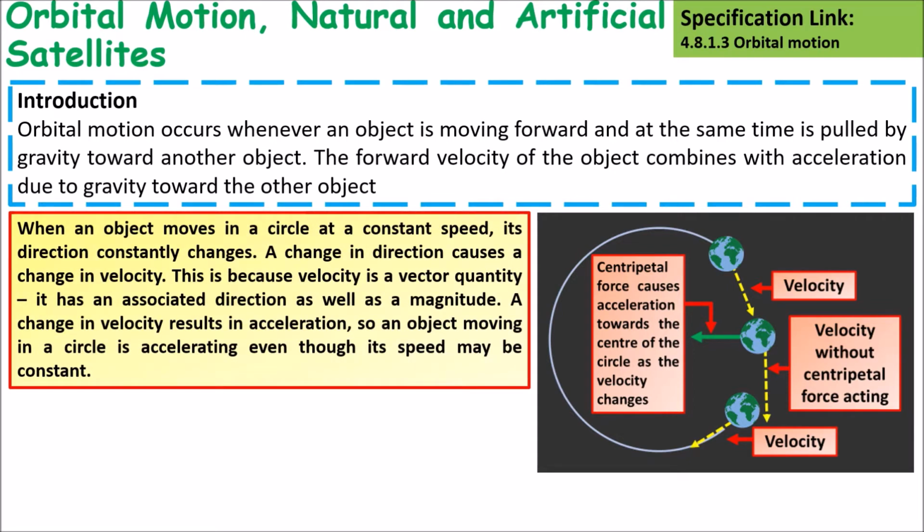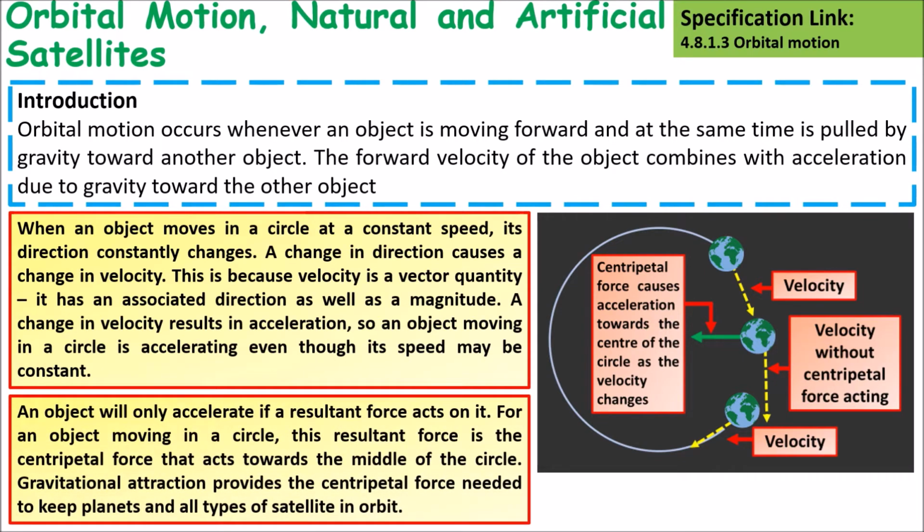So when an object moves in a circle at constant speed, its direction is constantly changing. A change in direction causes a change in velocity. This is because velocity is a vector quantity, so it has an associated direction as well as magnitude. A change in velocity results in acceleration, so an object moving in a circle is accelerating even though its speed may be constant. An object will only accelerate if a resultant force is acting on it.